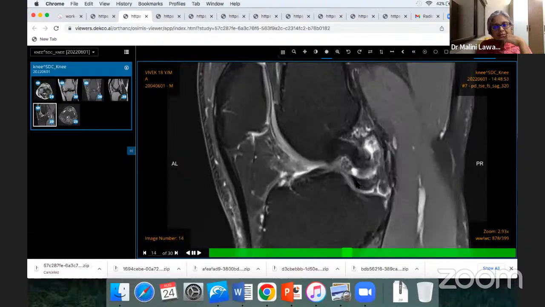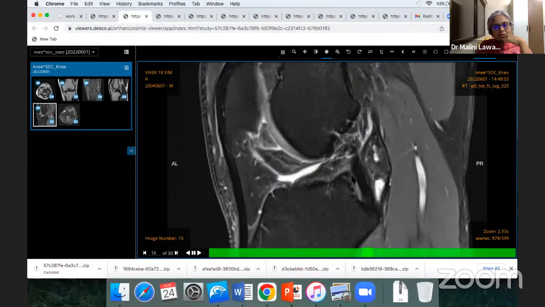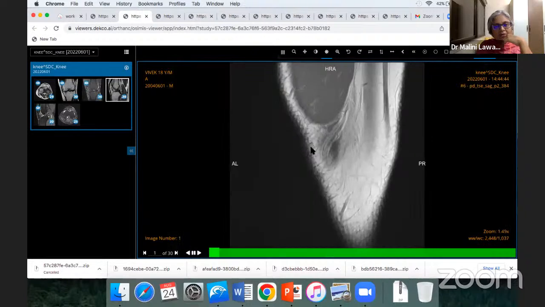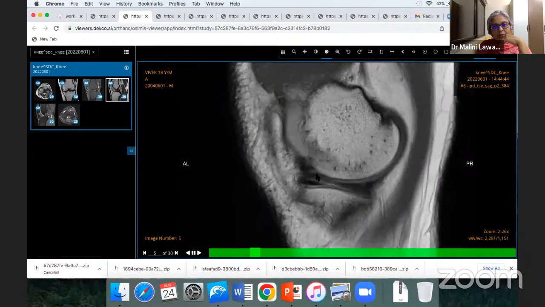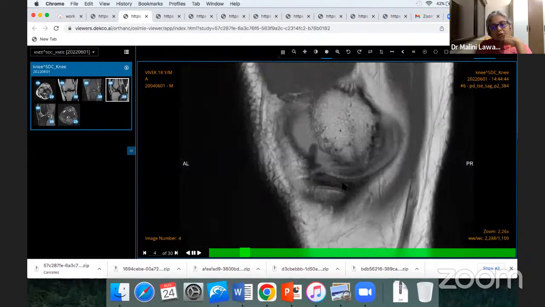At this level, I'll come to the other sequence. There's an ACL tear also. Let's look at the non-fat sat sequence, which will be easier to make out. Here I can start seeing the body. I see some piece out here. Something is abnormal, but I don't know what's happening.